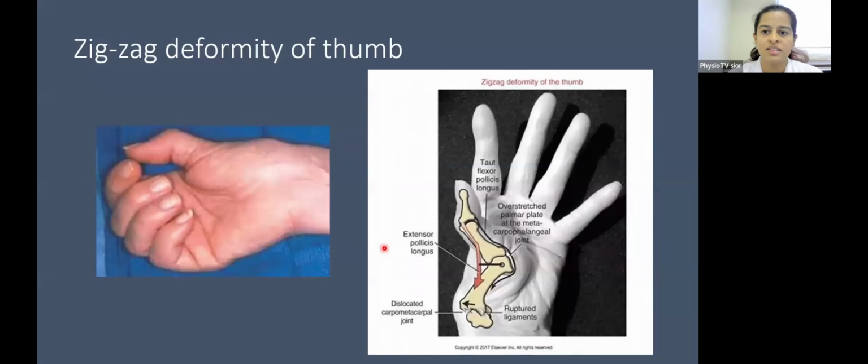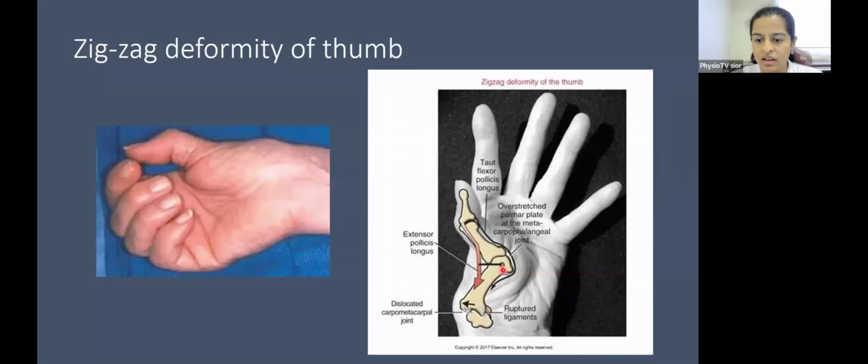Now at the thumb, there is a zigzag deformity seen. So here, it originates basically at the CMC joint, that is the metacarpal joint involving the trapezium and the first metacarpal. Here, the radial collateral ligament and the anterior capsule is affected. So if there is a rupture or tear of the radial collateral and the anterior capsule, there's going to be subluxation of the metacarpal more towards the palm.